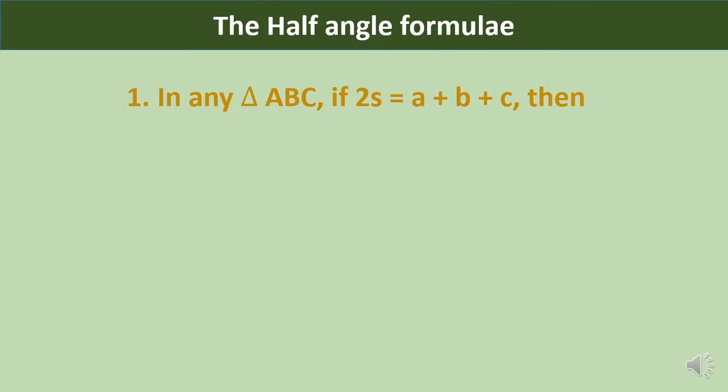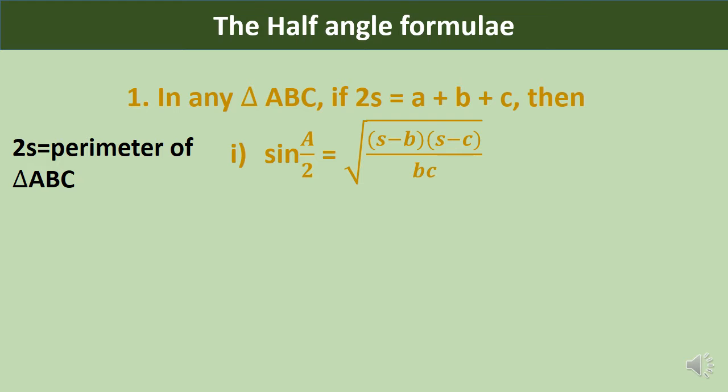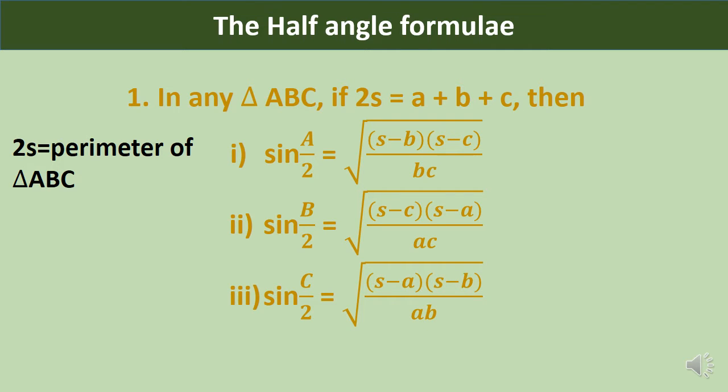Now a, b and c in lower case are the lengths of the sides of triangle ABC. So a plus b plus c becomes the perimeter of triangle ABC. So we can see that 2S is the perimeter of triangle ABC. Under such conditions, we have sin A by 2 is equal to root of (s minus b)(s minus c) upon bc. Sin B by 2 is equal to root of (s minus c)(s minus a) upon ac. And sin C by 2 is equal to root of (s minus a)(s minus b) upon ab.